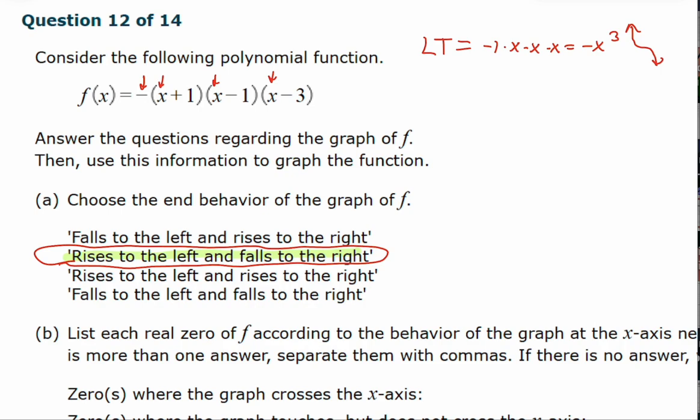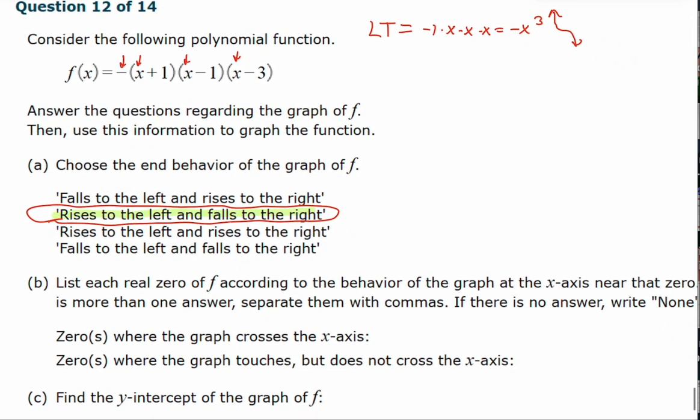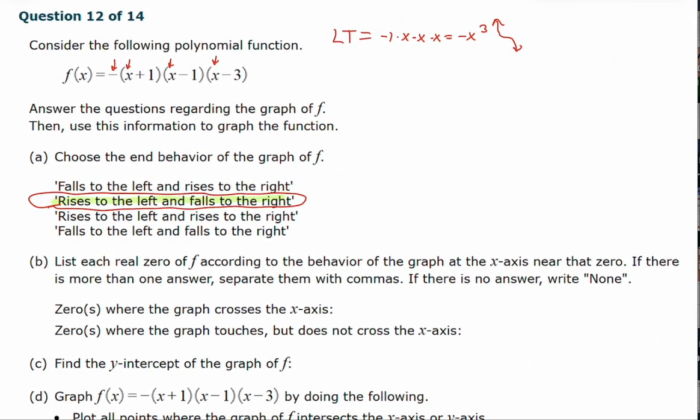Now it says list each zero of f according to the behavior of the graph at the x-axis near that zero. If there's more than one answer, separate with commas. If there is no answer, write none. So they're talking about here, this is where we're referring to a bounce, and this is a pass-through. That's just the way they've worded that language. So pass-through means crosses the x-axis. Touches but does not cross means it bounces.